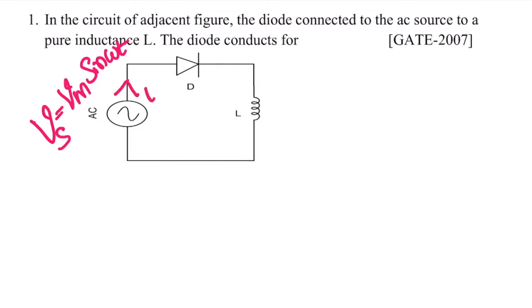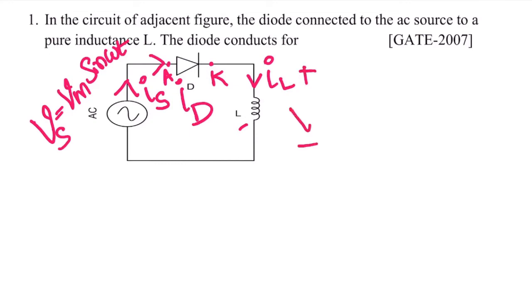Because it is a source, I can represent the current passing through the source as the source current. The current flows from the anode to the cathode, so I can write the anode to cathode current as ID. The current passing through the load, the inductive load in this case, is IL. Instead of inductance, you can connect a capacitor or a resistor also. The voltage across the load I'm taking as VL.